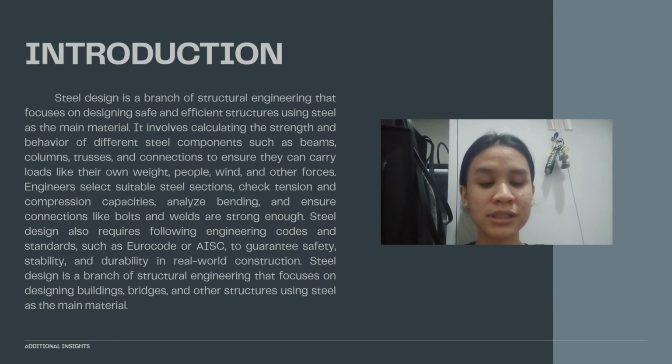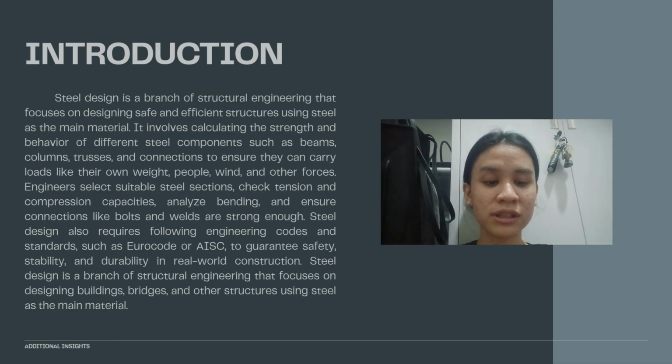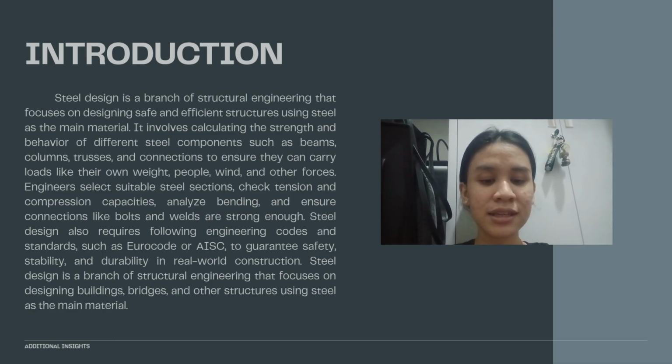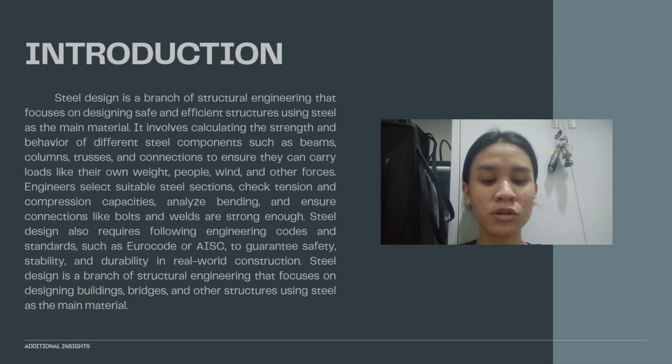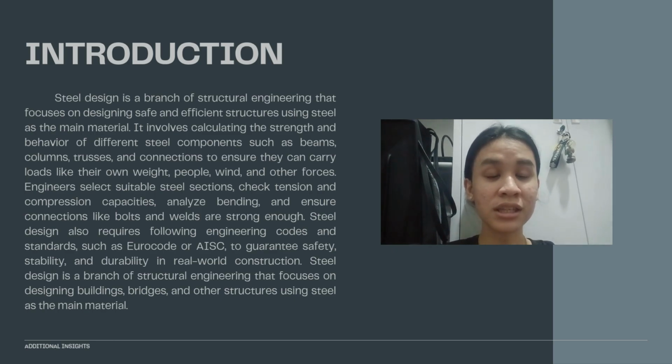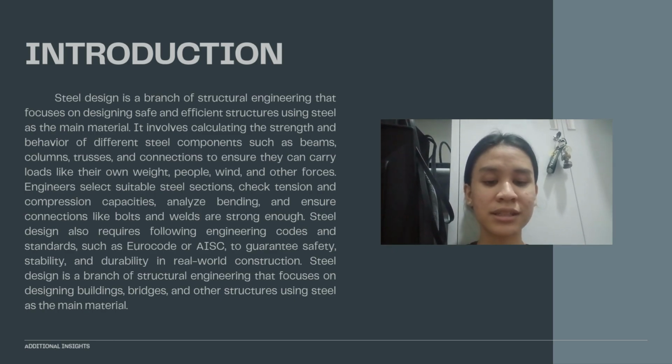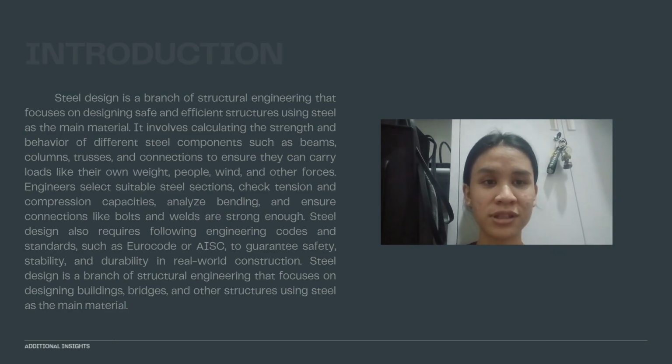Engineers select suitable steel, check tension and compression capacity, analyze bending, and ensure connections like bolts and welds are strong enough. Steel design also requires following engineering codes and standards such as Eurocode or AISC to guarantee safety, stability, and durability in real-world construction. Steel design is a branch of structural engineering that focuses on designing buildings, bridges, and other structures using steel as the main material.